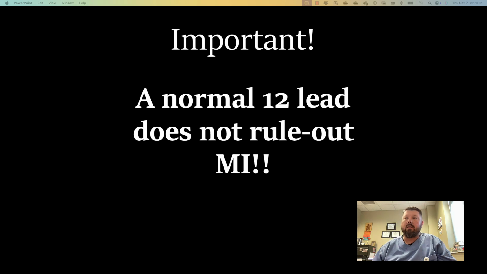But, very important, a normal 12 lead does not rule out MI. And remember what you've learned in class. Any patient that's experiencing chest pain is going to be considered cardiac chest pain unless proven otherwise. And we're not going to really prove it otherwise in the field. In the early stages of acute MI, the ECG may be normal or near normal. Less than half the patients with acute MI have clear diagnostic changes on their first tracing. That's why we get that initial tracing and we do additional tracings.